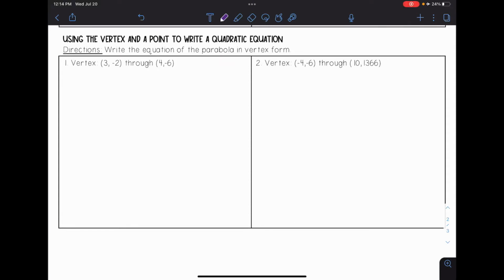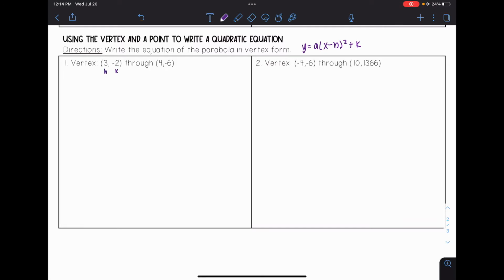In this video, we're going to be using the vertex and a point to write a quadratic equation. So for the directions, it says write the equation of the parabola in vertex form. So remember that is y is equal to a times x minus h squared plus k. So number one, it tells us that in this parabola, the vertex is (3, -2), and it goes through the point (4, -6). So I know the vertex, so I already know my h and k.